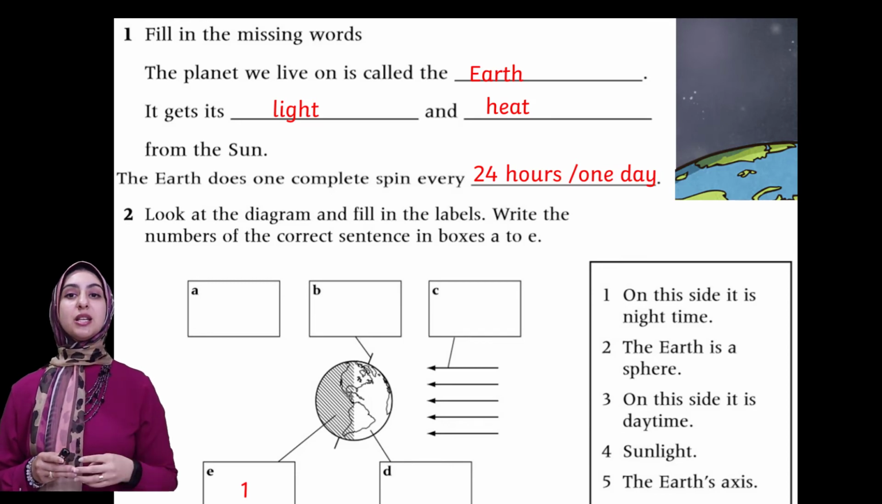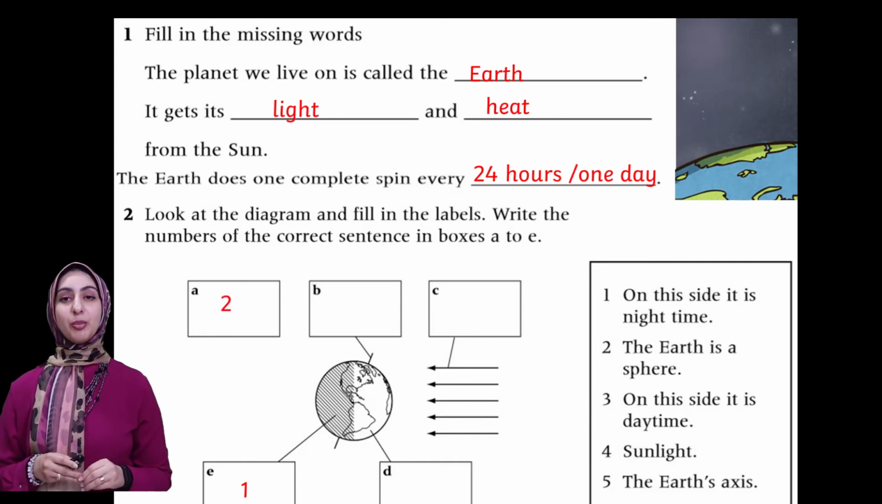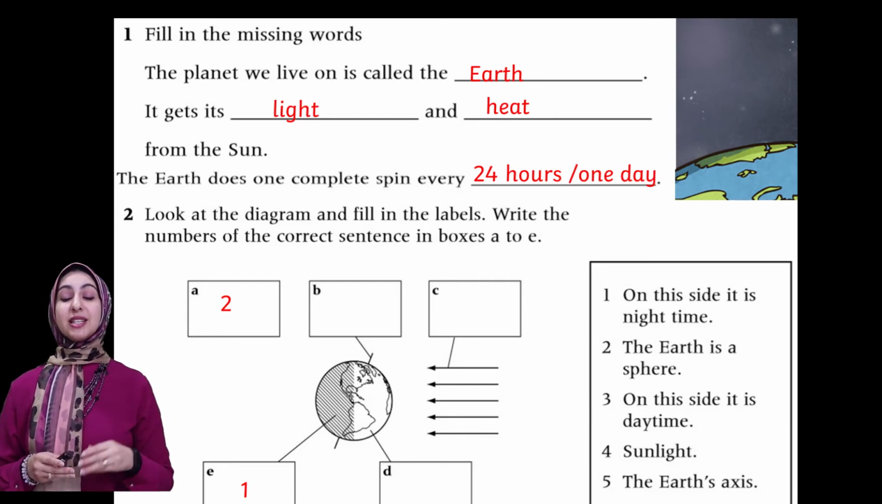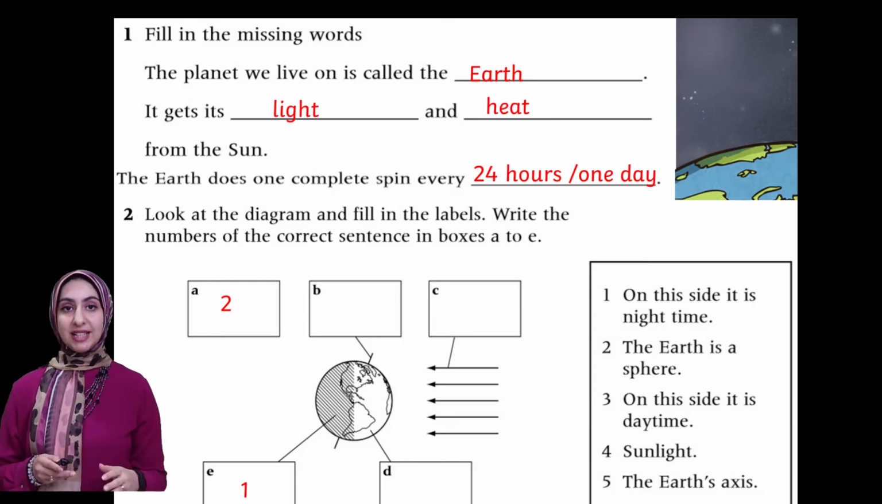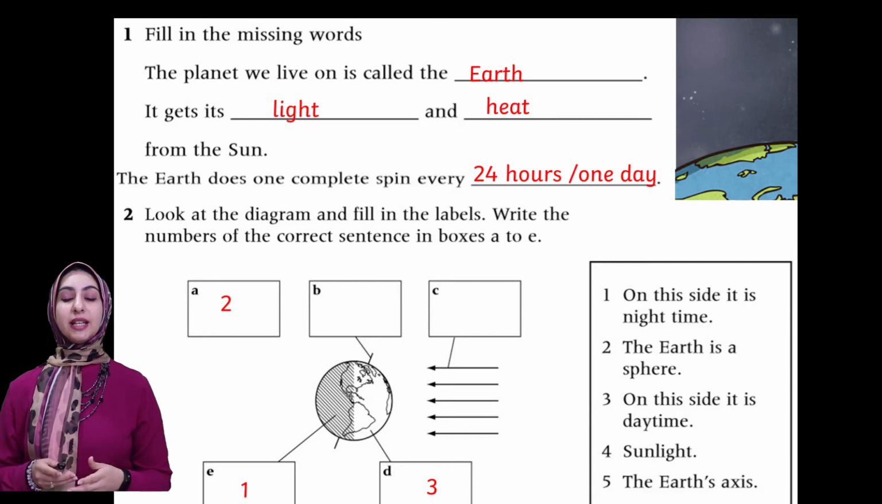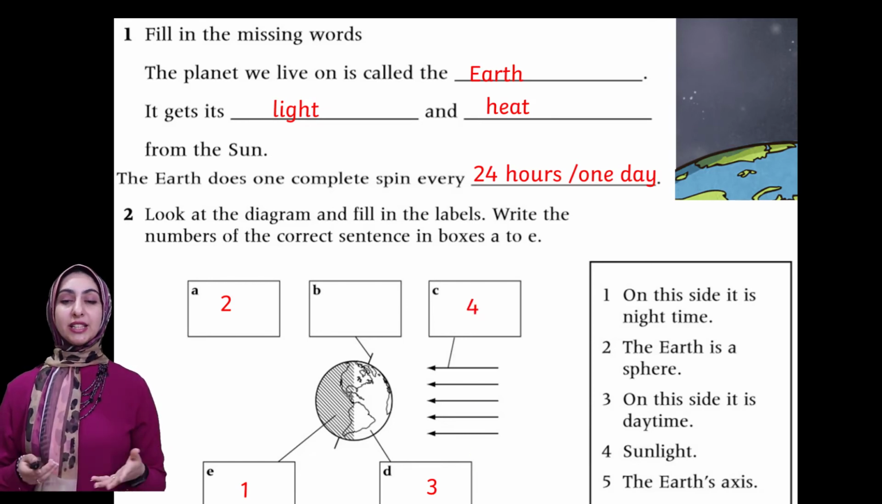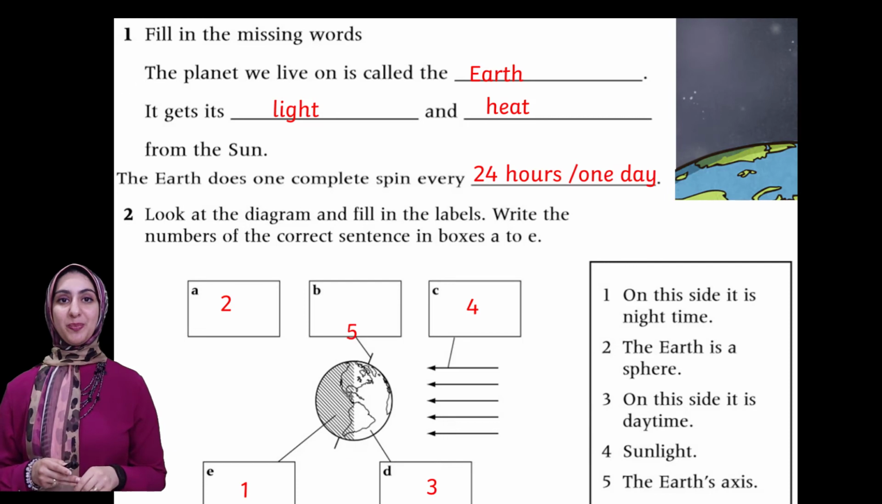Okay, for sentence number 2, the Earth is a sphere. Yes, exactly. Box A. Okay, sentence number 3. On this side, it is daytime. Yes, it is the side which is facing the sun, so we are going to choose box D. Exactly. Okay, sentence number 4. The sunlight. Yes, of course. The box C. Okay, sentence number 5. The Earth's axis. Yes, it is box B.